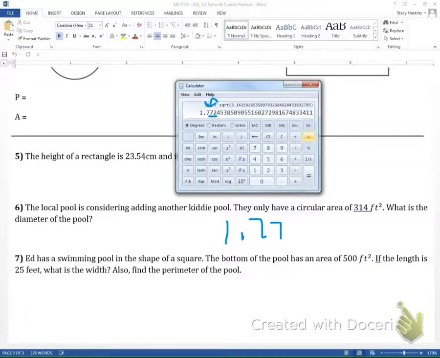And then they want to know the diameter. Diameter is just a linear measurement. So we would just say feet. 1.77 feet. Not feet squared. That's only for area. 1.77 feet is your final answer.